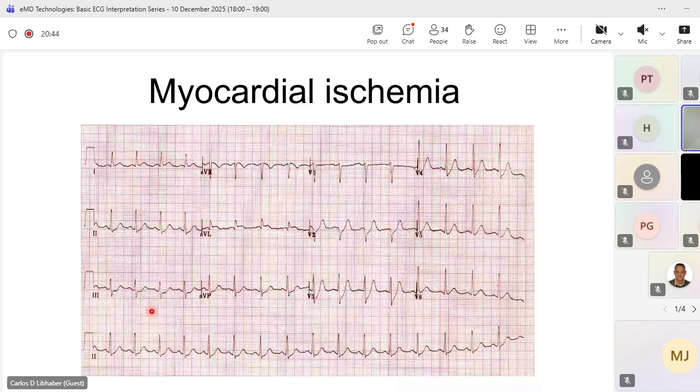Here again, myocardial ischemia, you see the ST segment is depressed here too, but here it goes quite quickly back. But here you see it doesn't go back quickly. Here doesn't go back quickly. Here definitely doesn't go back quickly.